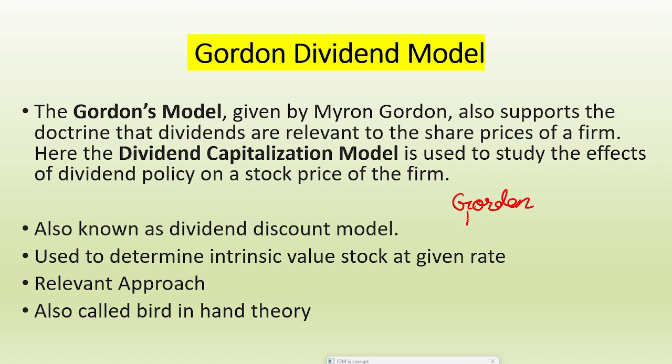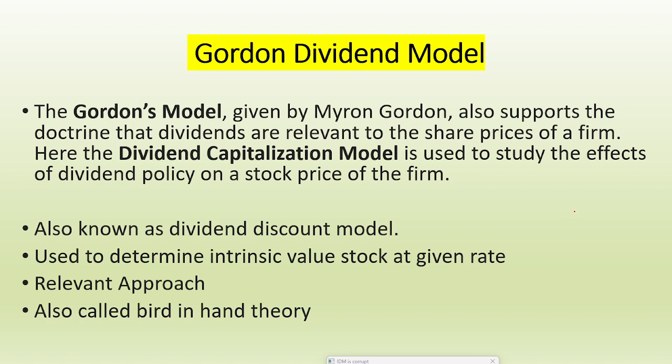Gordon means you can remember this by a person wearing a maroon t-shirt sitting in a garden. So you can remember the complete name Myron J. Gordon. So the Gordon model has 4 names. Let me tell you orally, this pen is not working. One is the dividend capitalization model, another is the dividend discount model, the third is the bird in hand model or bird in hand theory, and the fourth is the Gordon dividend model mentioned above. It is used to determine the intrinsic value of the stock at a given rate.